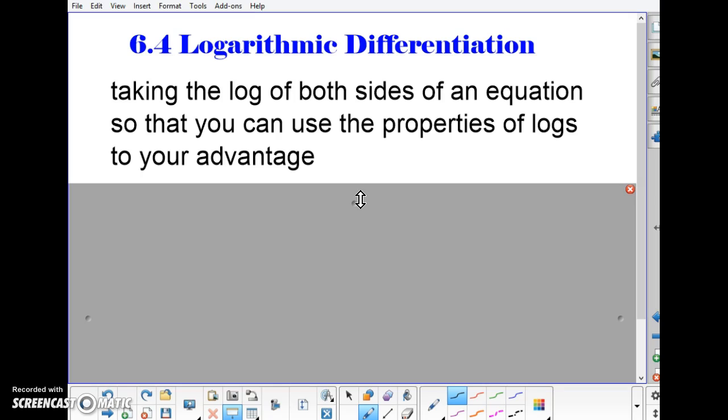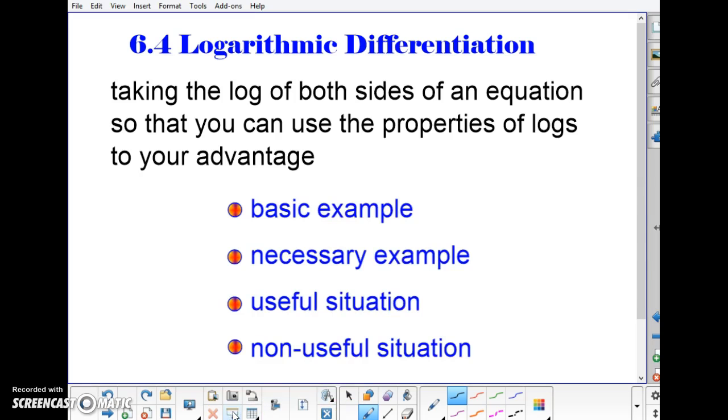What we're going to do is take the log of both sides, usually the natural log, of an equation, and then we're going to use the properties of logs to our advantage. We're going to look at 4 situations here. The first example is going to be a very basic example, and you're actually going to see that we don't really need to use it, but you'll see how it works.